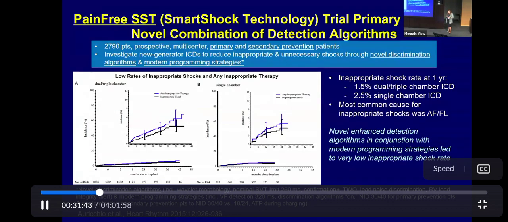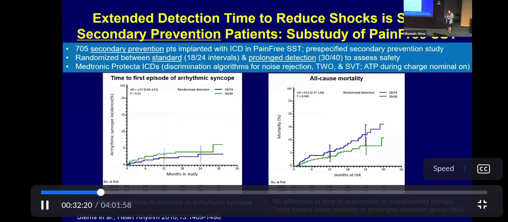So this was one that again included both primary and secondary prevention patients, and looked at reduction in therapy with modern programming. And you can see here, once again, it was down. The inappropriate shock rate at 1 year was 1.5% with either CRT or dual chamber devices, and 2.5% with single chamber. So again, these enhanced detection algorithms are really great. This one also included things like added T-wave oversensing, and some of the other factors, the 30 out of 40 and all those things.